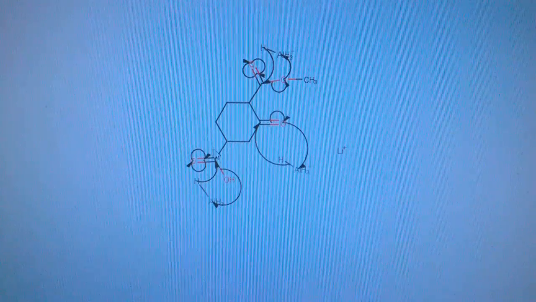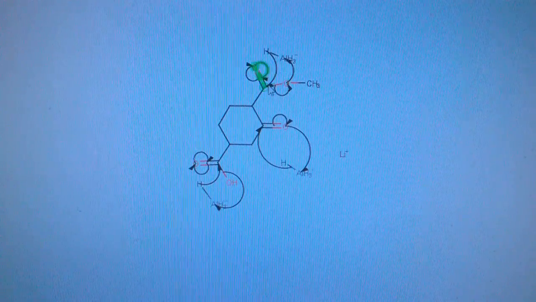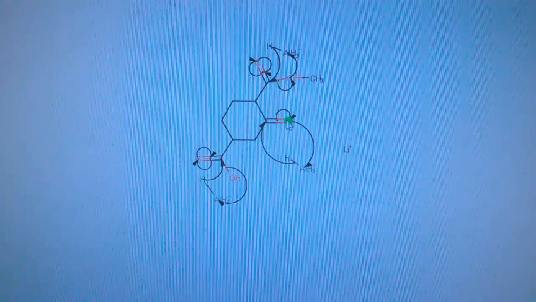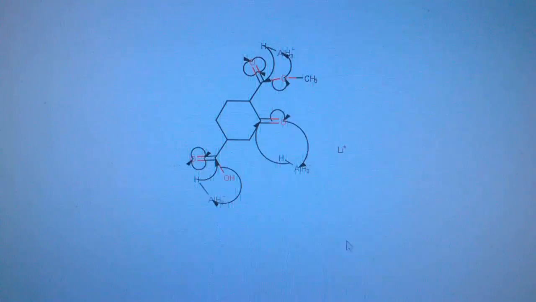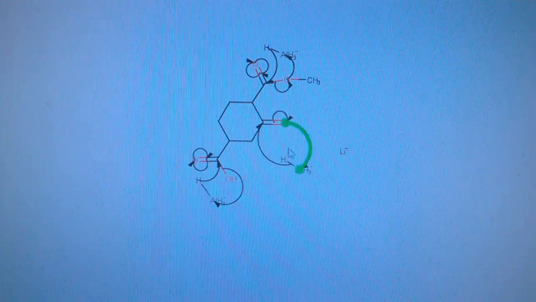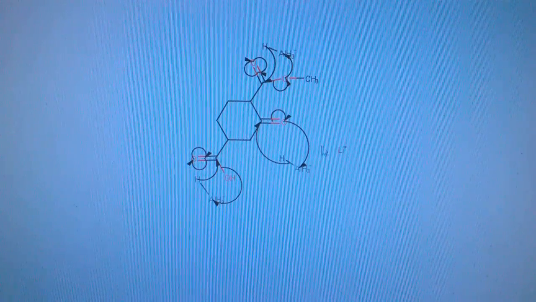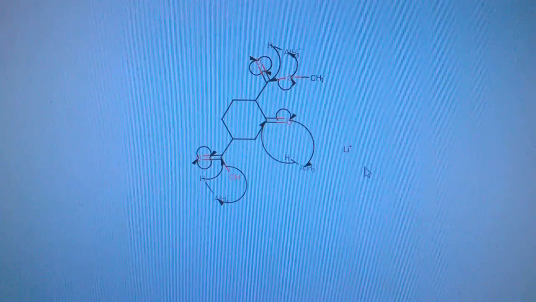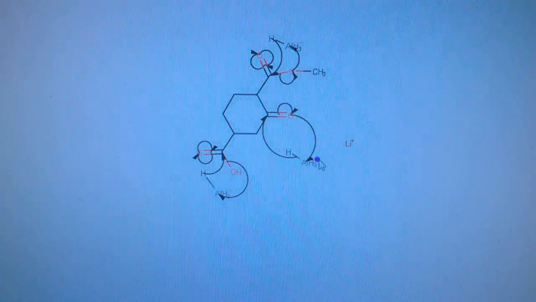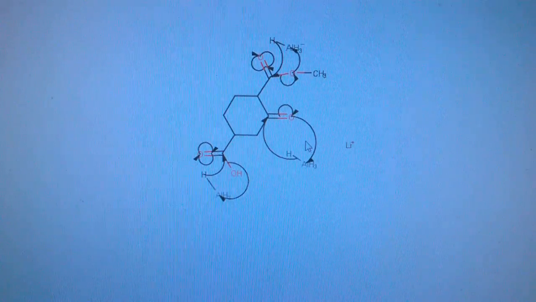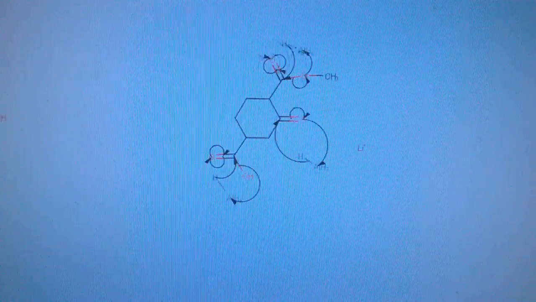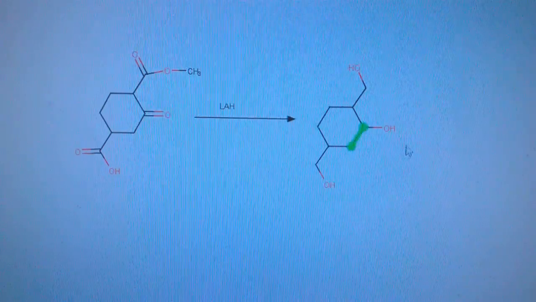So here we have 5 reductions in total, 2 for the ester, 2 for the carboxylic acid, and 1 for the ketone. Furthermore, if any LAH leftovers are there when you add water to hydrate, there is a strong reaction between the water and the reducing agent. So it's important to have it all reacted before you add the water, and you will get this product.